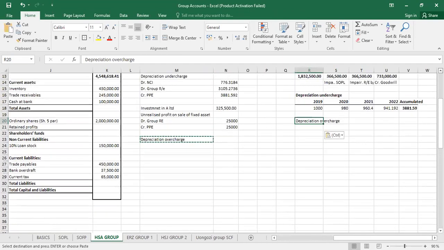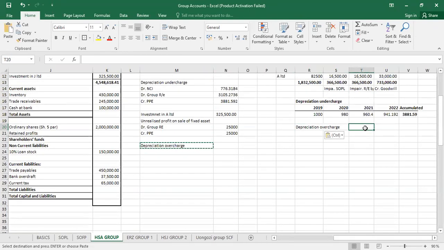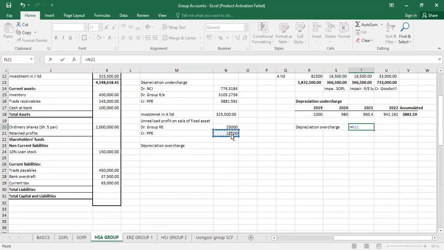So you come back to 2021 here. This one you multiply by 20%, so you can write it as 20% or 0.2. Remember, it is on reducing balance. So I'll open my bracket, this one minus the 5, close the bracket, and multiply by 0.2, which is 20%. Accumulated, alt equals.